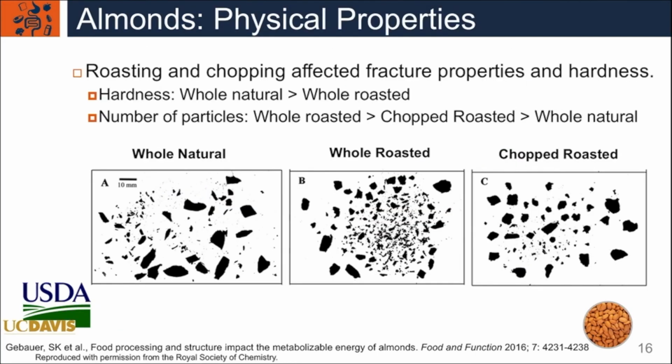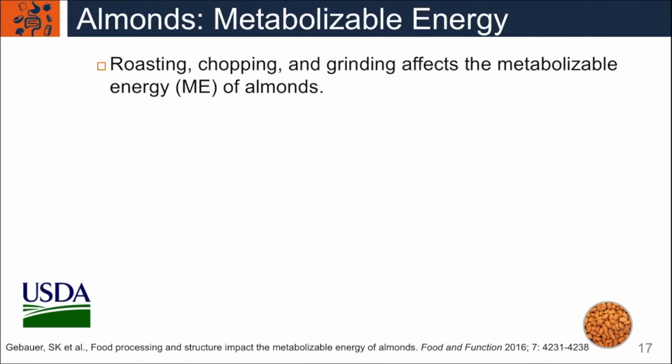Let's first look at what they reported with regard to how processing affected the physical properties of the almonds. Figure 1 from this publication is images from the fracture of 1 whole natural almond, 1 whole roasted almond, or 1 gram chopped roasted almonds after compression. These experiments revealed that the whole natural almonds had a greater hardness, but a lower number of particles per image compared to whole roasted almonds. So the physical properties related to the processing of the almonds ultimately affected the metabolizable energy of the almonds.